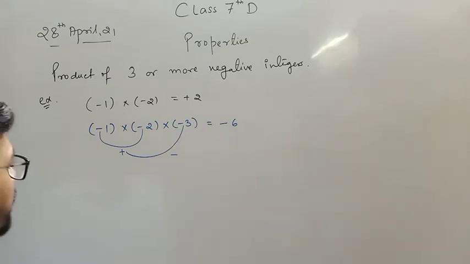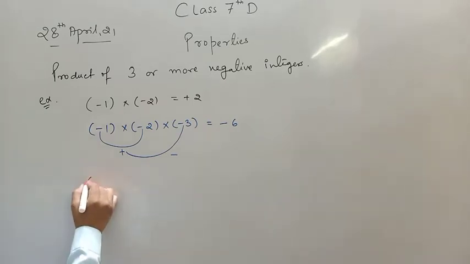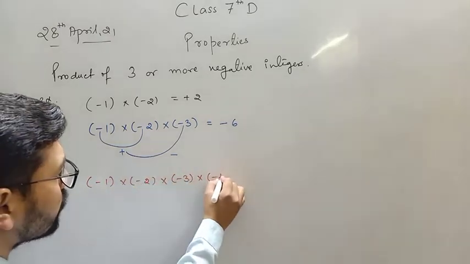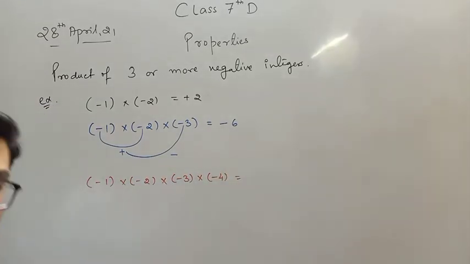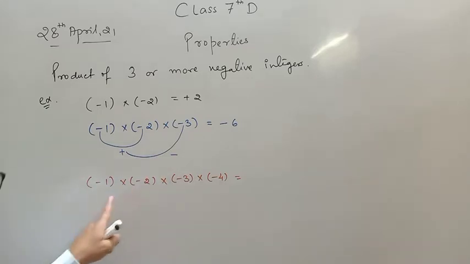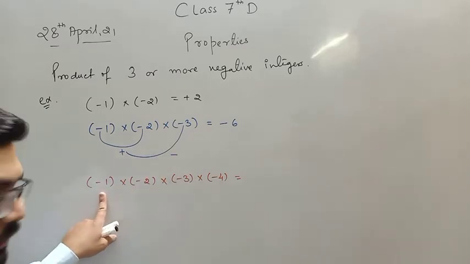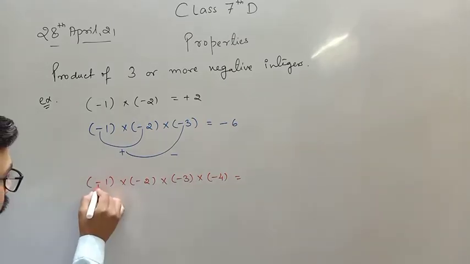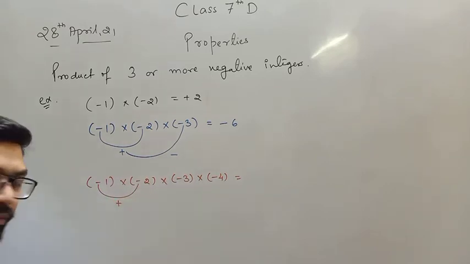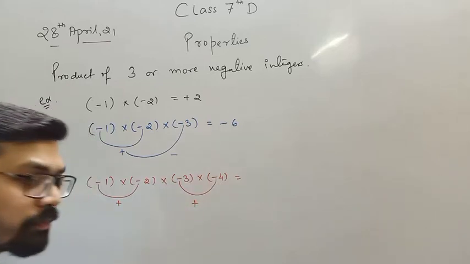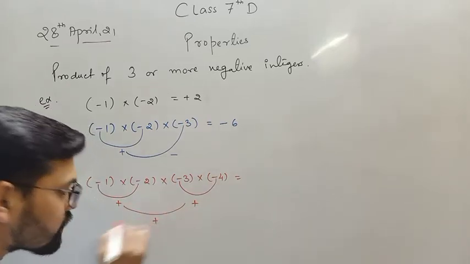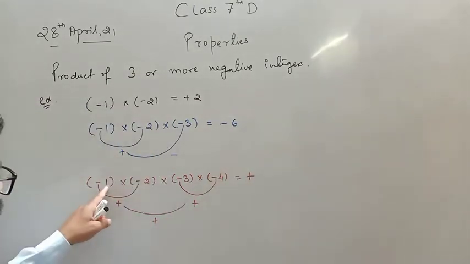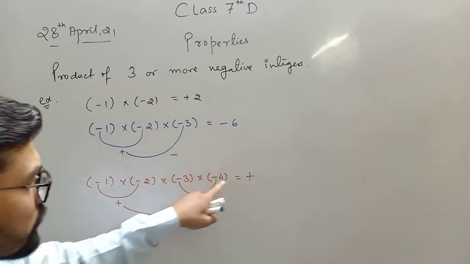Now the next example, let's say -1 into -2 into -3 into -4. Now in this case I have four negative integers, and all four integers are negative. That means I have four negative signs, right? Now minus minus will give me plus, minus minus will give me plus, and plus plus will give me plus, right? So the net result will be positive. 1 2s are 2, 2 3s are 6, 6 4s are 24.